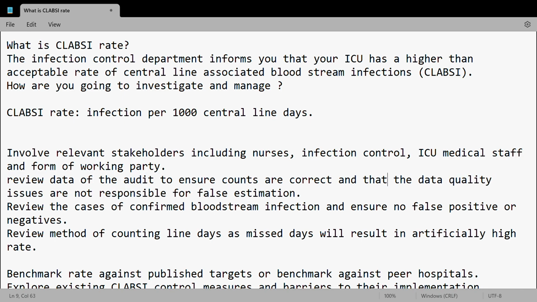And then you need to review the cases of confirmed bloodstream infection and ensure no false positive or negative infections are there. Also, we need to review the counting of line days, as missed days will result in an artificially high rate.